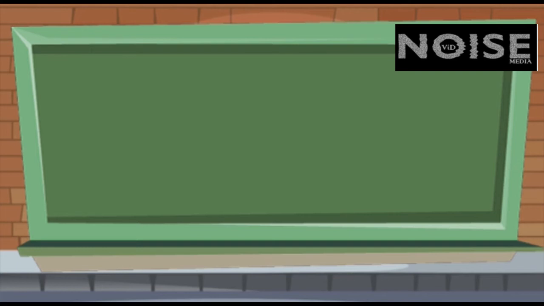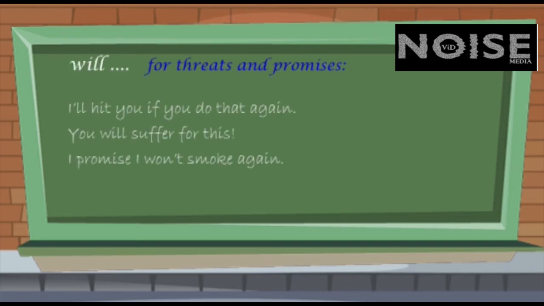We also use will for threats and promises. For example, I'll hit you if you do that again. Next example, you will suffer for this. One more example, I promise I won't smoke again.